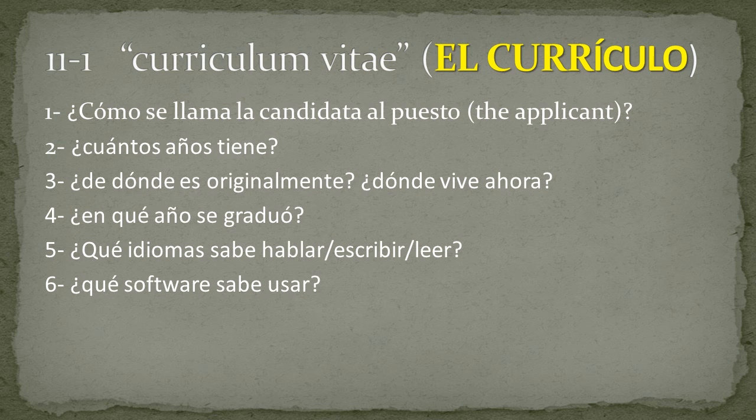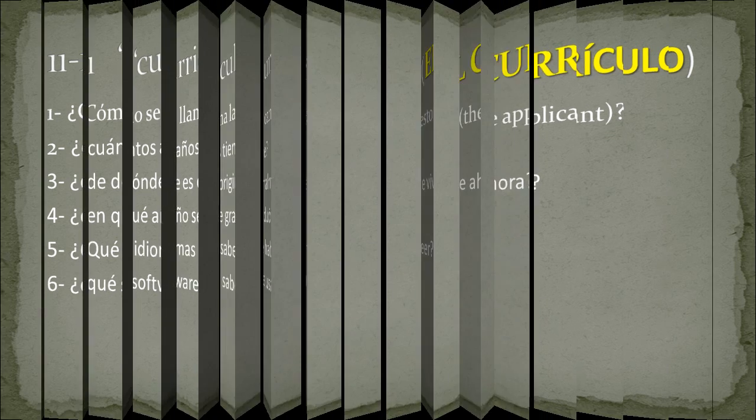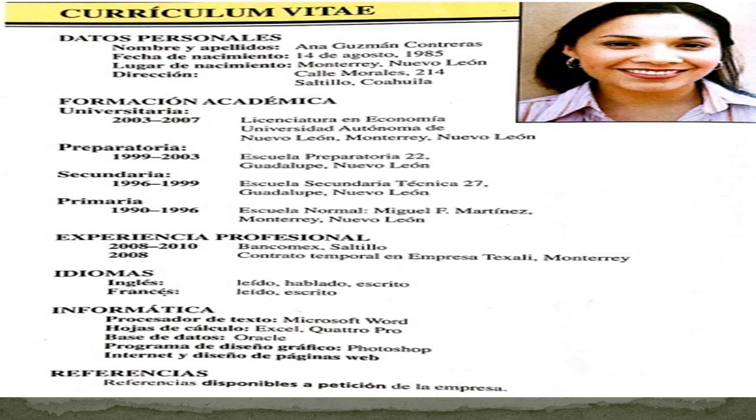That's the way we say it in Spanish. In English, we say, what languages can she speak? We say she knows to speak, or how to speak, or to write, or to read. 6, ¿qué software sabe usar? What software does she know how to use? So let's ask those questions now based on this currículo.